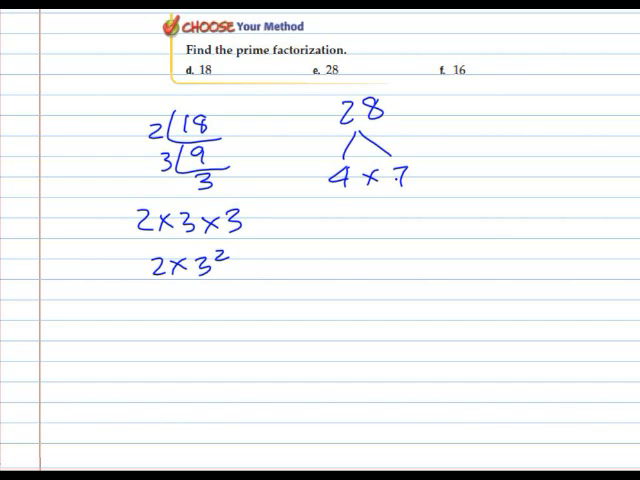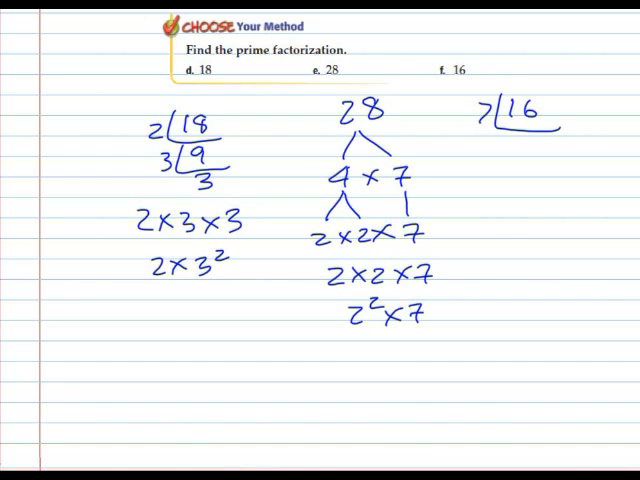With 28, I'll use a factor tree. I'll start with 28. I'll do 4 times 7. 4 is a composite number, so I have to factor that. 7 is a prime number, so I can't factor that. 2 times 2 times 7 is my prime factorization, or 2 squared times 7.